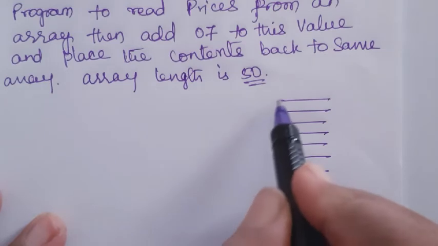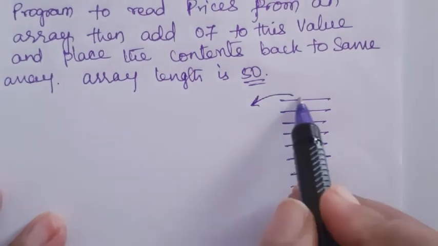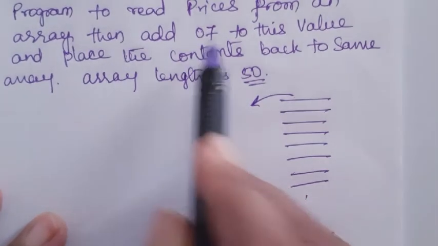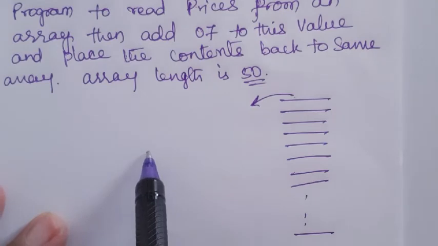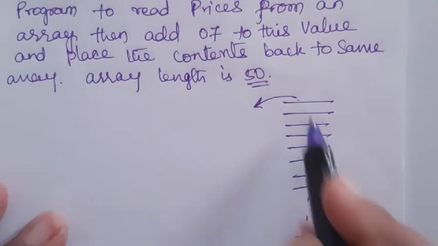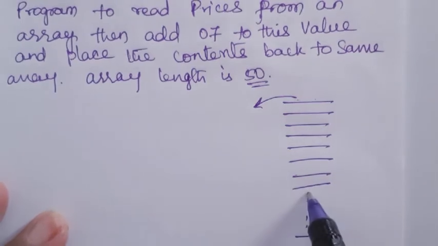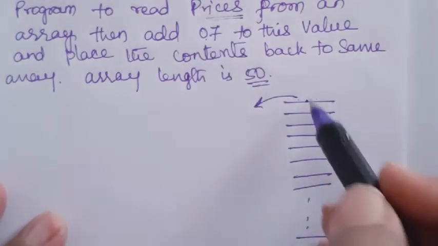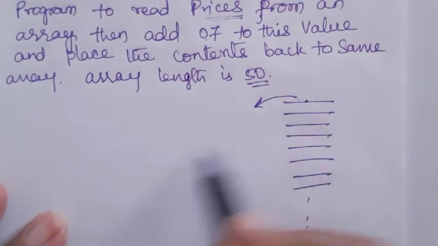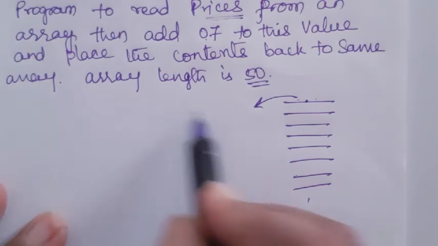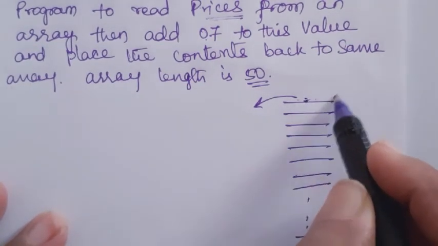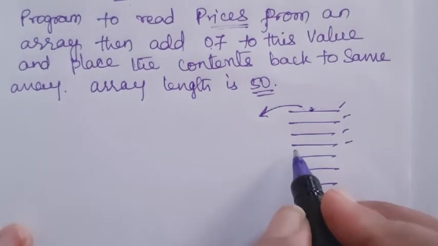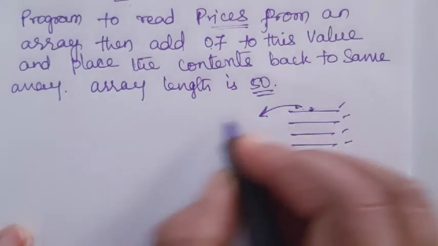You need to write a program to read the contents from each memory location, add 7 to that particular content, and place the contents back to the same location. Here it is like prices, and prices will be in decimal, so the result is to be decimal adjusted and written back to these particular locations. Let's write a program for this. This location is given the name price.